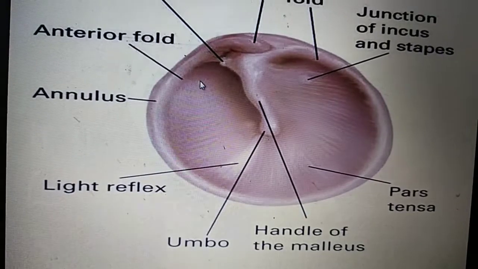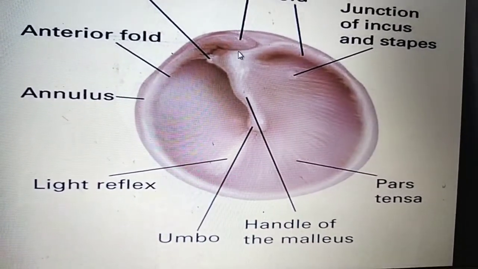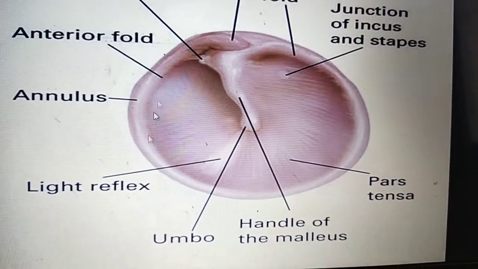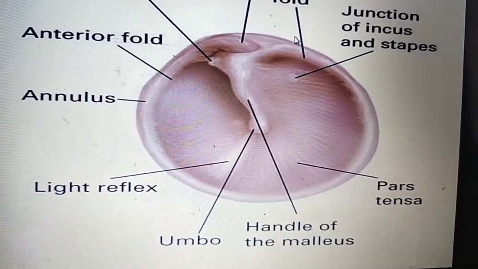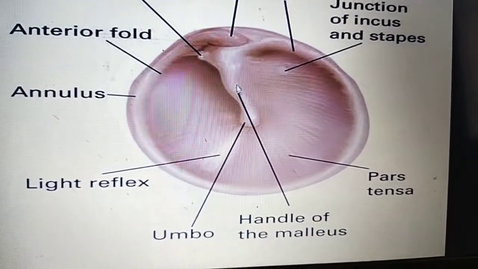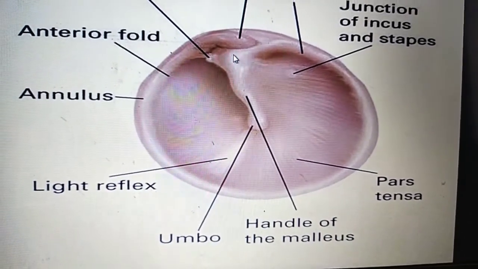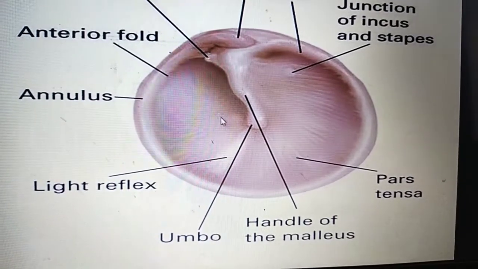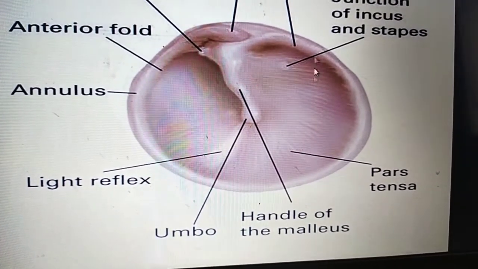It extends from the anterior and posterior malleolar folds. From here is the anterior and this is the posterior malleolar fold. It extends from these folds at the level of the lateral process of the malleus, down to the inferior extent, where the tympanic membrane is attached.